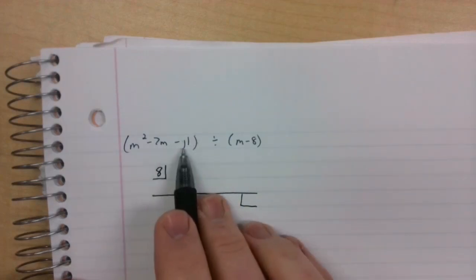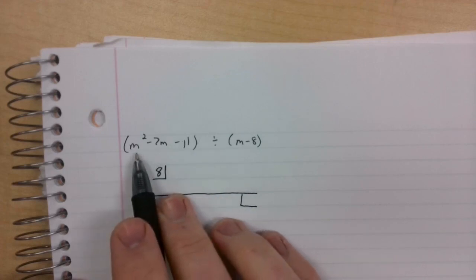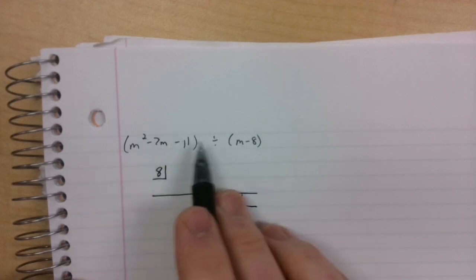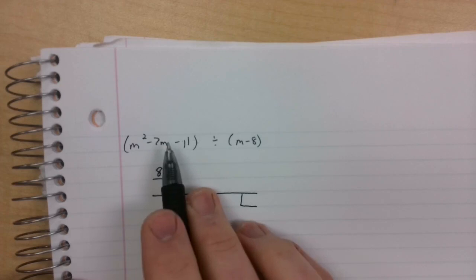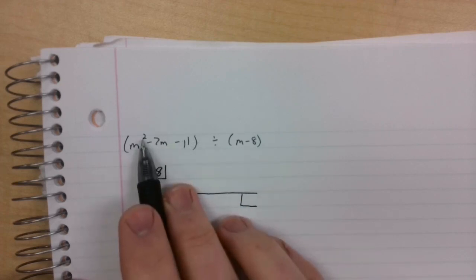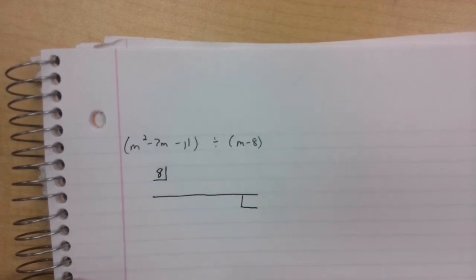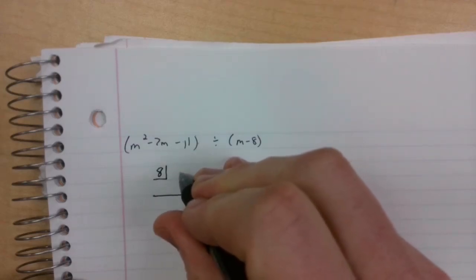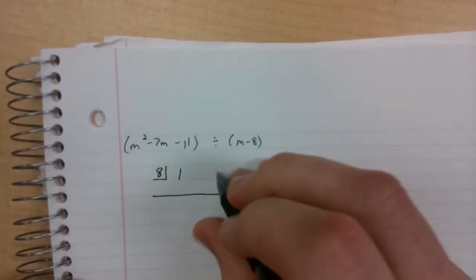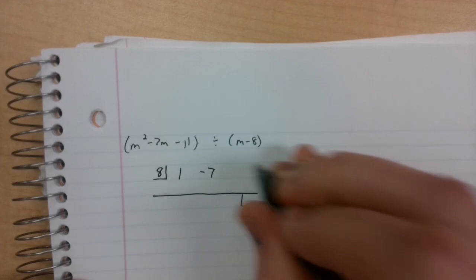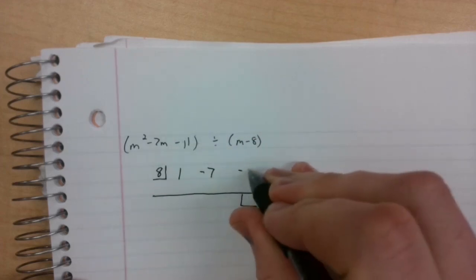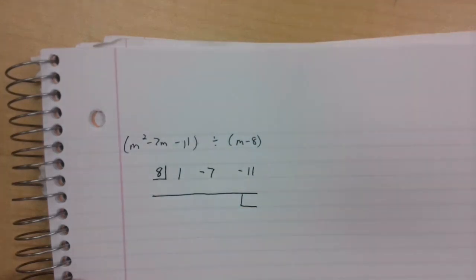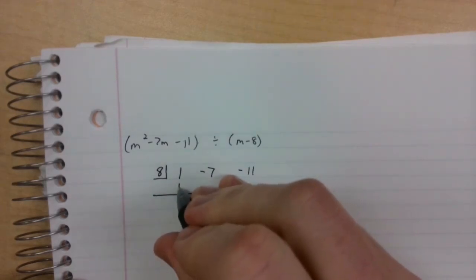Now I'm going to copy my coefficients down. When you copy your coefficients from your dividend, you have to do the same thing we did before, where you make sure you don't miss any terms. So here we have quadratic, linear, constant. Degree 2, degree 1, degree 0. The coefficient of m squared is 1. The coefficient of m is negative 7. And the constant term is negative 11.